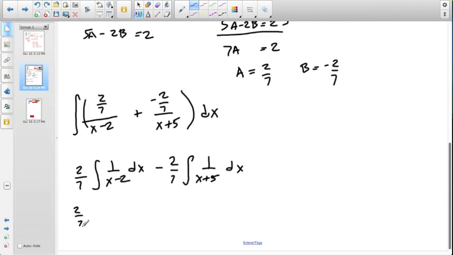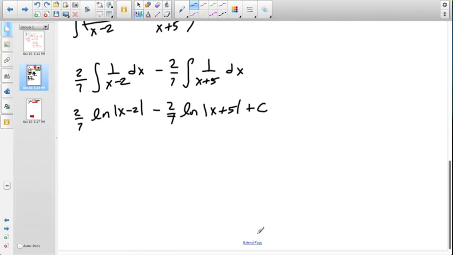So we end up with 2/7 times the natural log of the absolute value of x minus 2, minus 2/7 times the natural log of the absolute value of x plus 5, plus c. And now basically we're done with the problem.